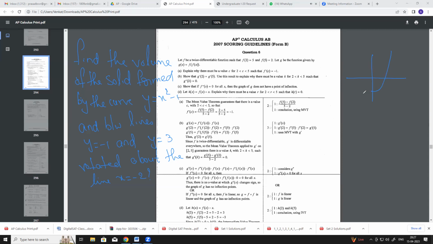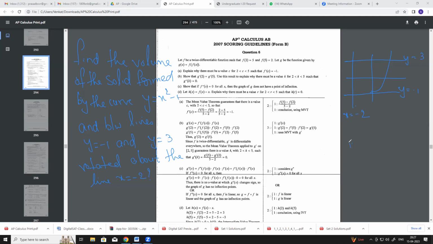This is y is equal to minus 1. This is y is equal to 3. It is rotated about the line x is equal to minus 2. So I'm rotating about the line x is equal to minus 2.